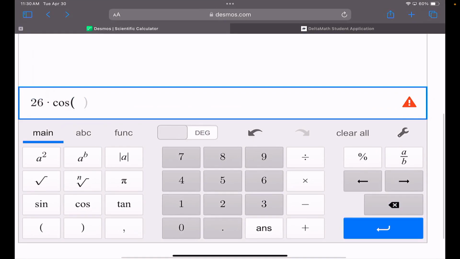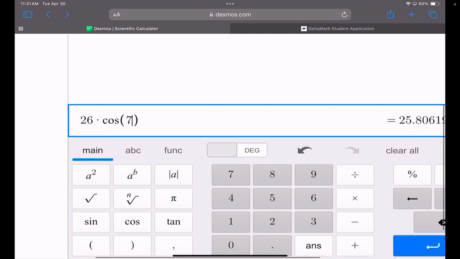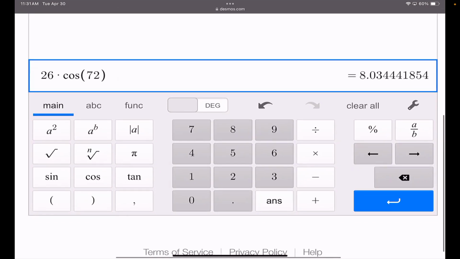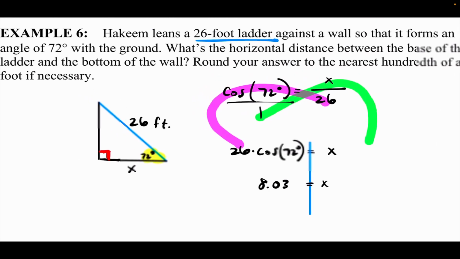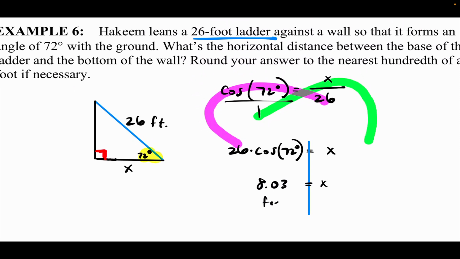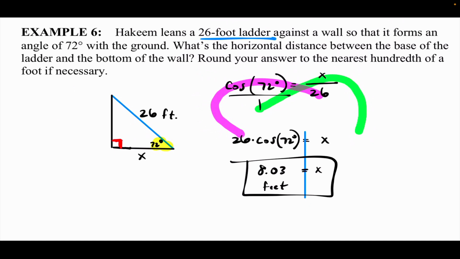Cosine 72. 8.0344. Well, we have to round to the hundredths. So 8.03. And it's feet.